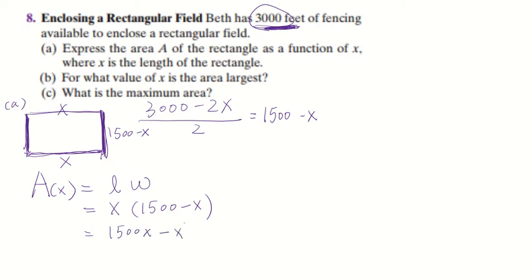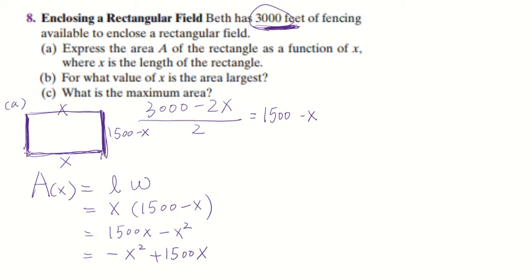It's 1,500x minus x squared. Well, I would like to write this in the standard form of a quadratic function. So put the x squared term in front. So negative x squared plus 1,500x. So this is part A. Express the area A of the rectangle as a function of x.